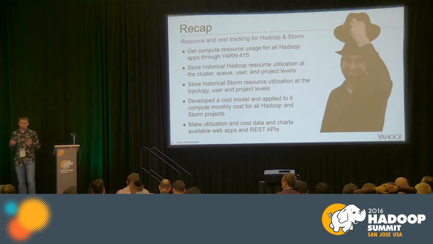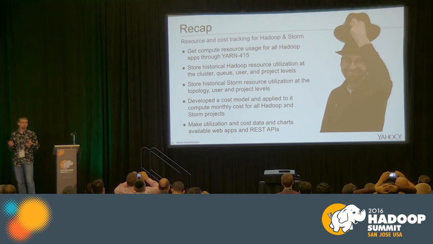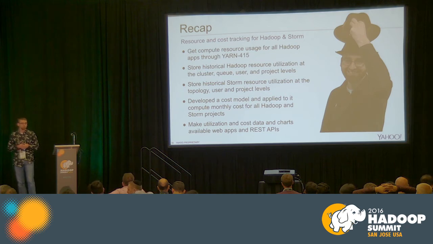So to recap, it's been a journey to get here, but we can now compute resource usage for individual Yarn applications, as well as see a timeline for anyone's usage, at the user, queue, and cluster level, and even rolled up to entire project levels. And we now do the same for our Storm projects as well.